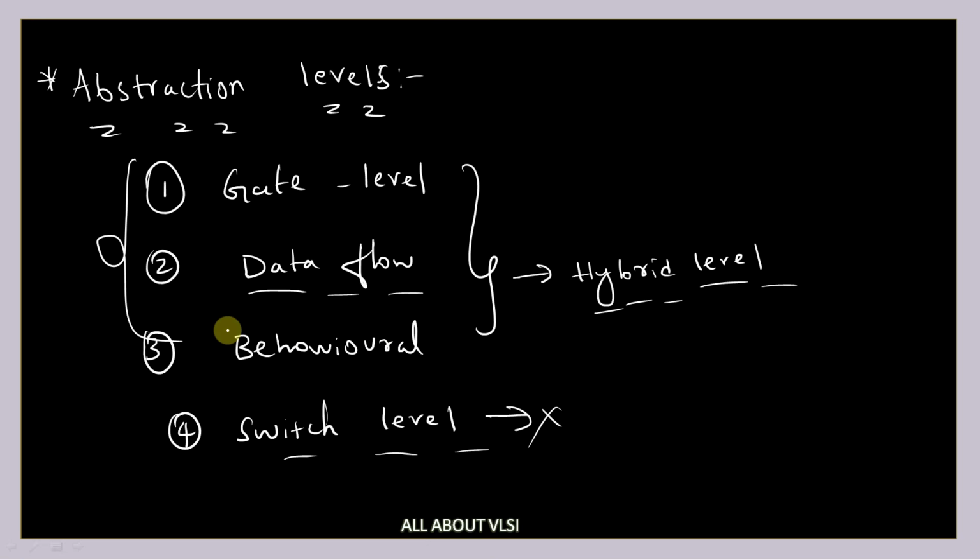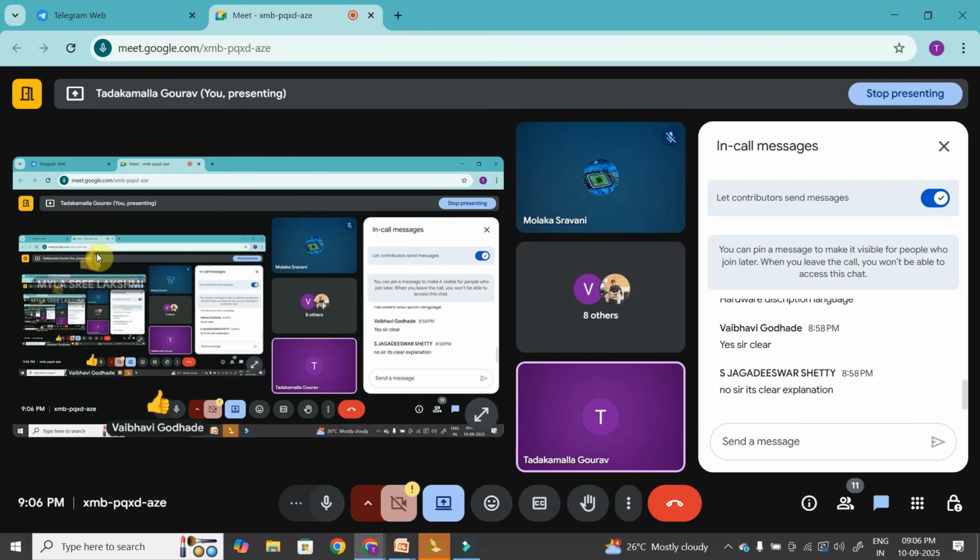Okay. First, we are going to discuss gate level. Next, behavioral. Finally, data flow modeling. That is where our main Verilog discussion will be happening. So how to use this modeling and what are the things we have in this modeling? We are going to discuss that. Any doubts or any queries? Shall we start with our gate level modeling?